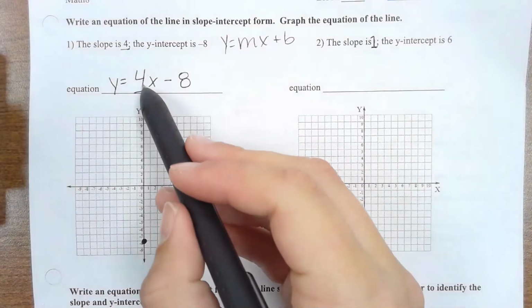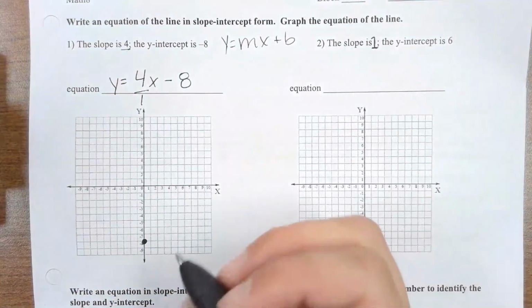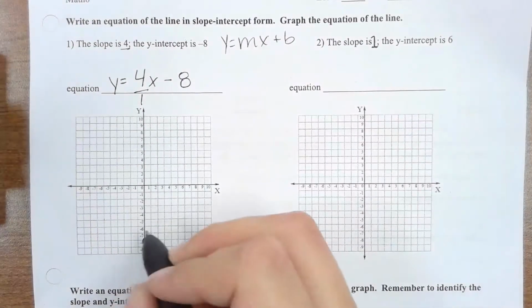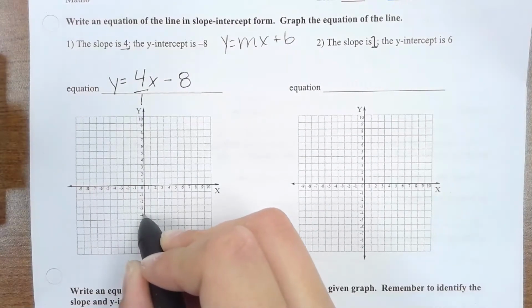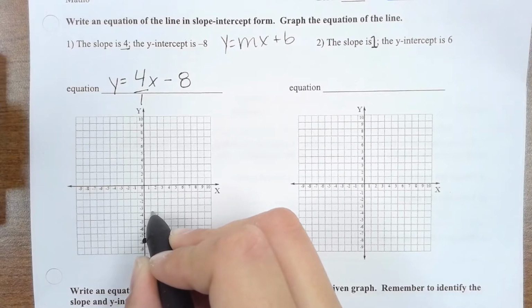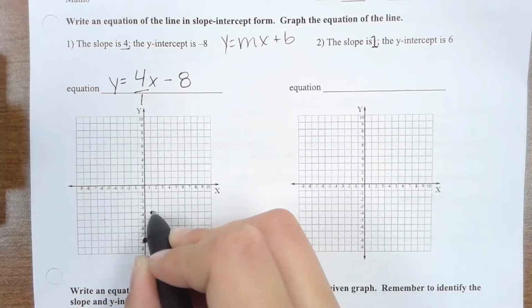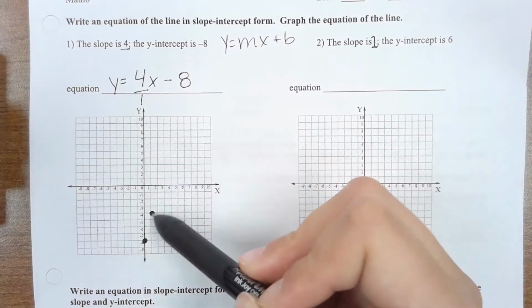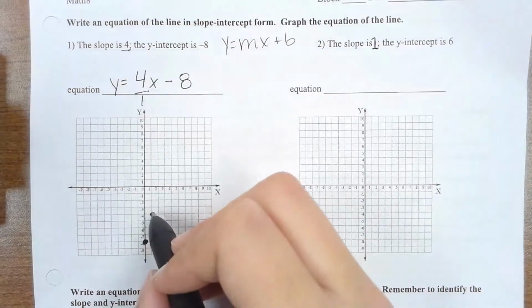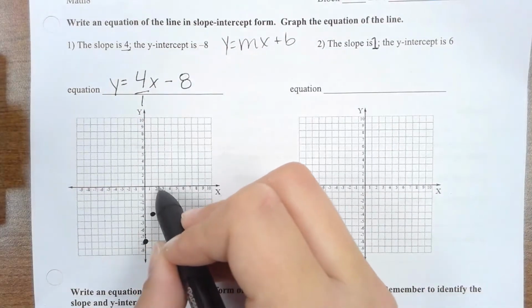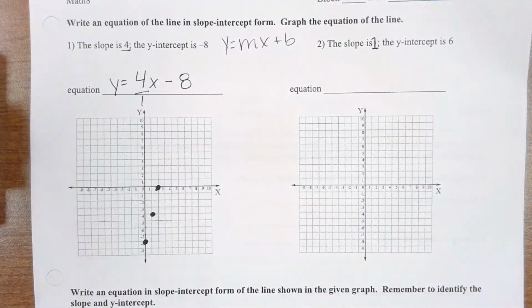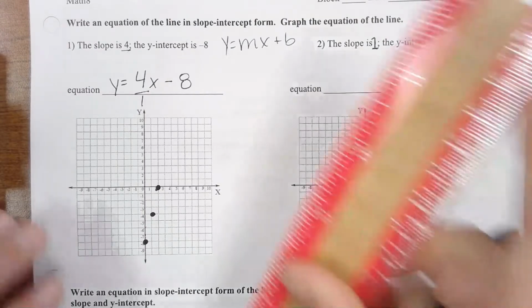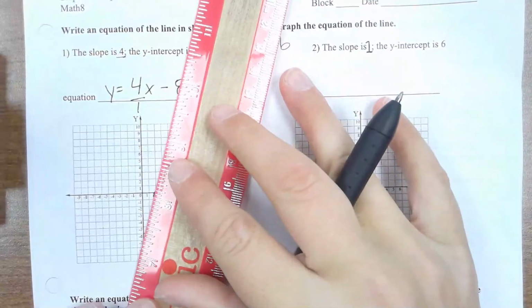So remember, slope is rise over run. So the 4 means from this point I'm going to rise up 4. So 1, 2, 3, 4. And the 1 in the denominator tells me to run 1. And remember, we always run to the right. So here's my next point, and then I'm going to do it one more time. So 1, 2, 3, 4 over 1. And this is my line that creates the equation y equals 4x minus 8.